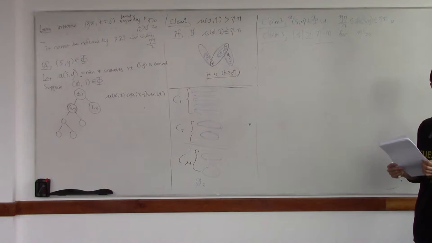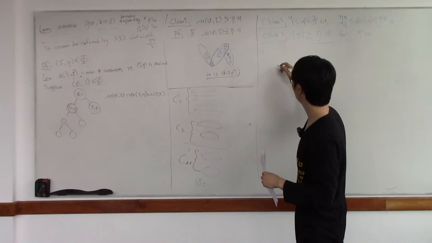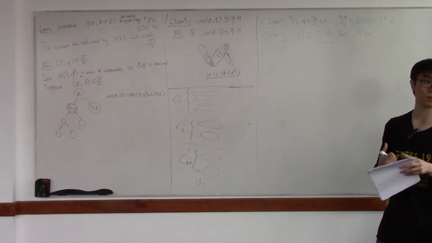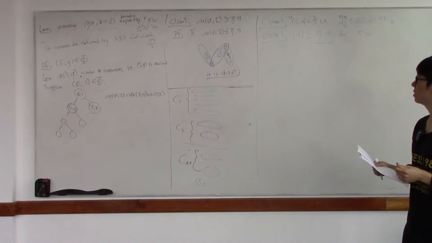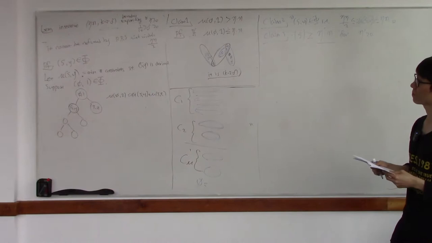For each constraint, there are at least 3 elements in the blue, and then there are k minus 2 variables, so there must be at least one. So this is another proof by picture. This actually proves the lemma.